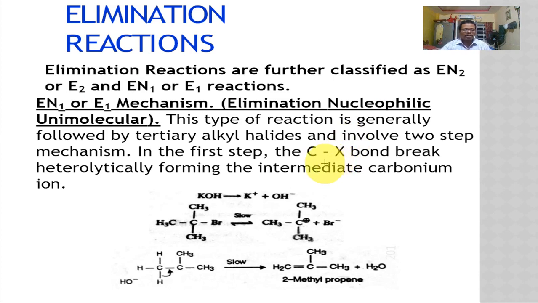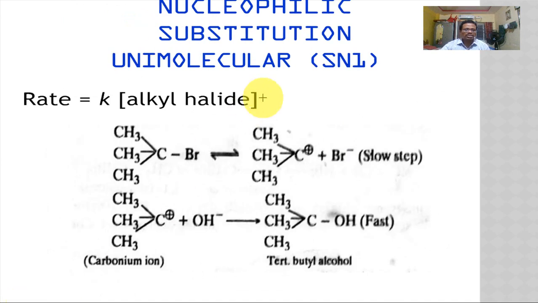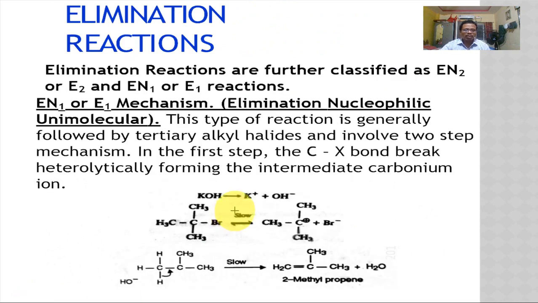Unimolecular means the rate of reaction depends on only one molecule. Similarly, here the rate depends only on one molecule, that is the alkyl halide. This type of reaction is generally followed by tertiary alkyl halides. I told you a tertiary alkyl halide means this carbon is called tertiary. That means a carbon is attached with three different or three same groups. So tertiary alkyl halide involves a two-step mechanism.